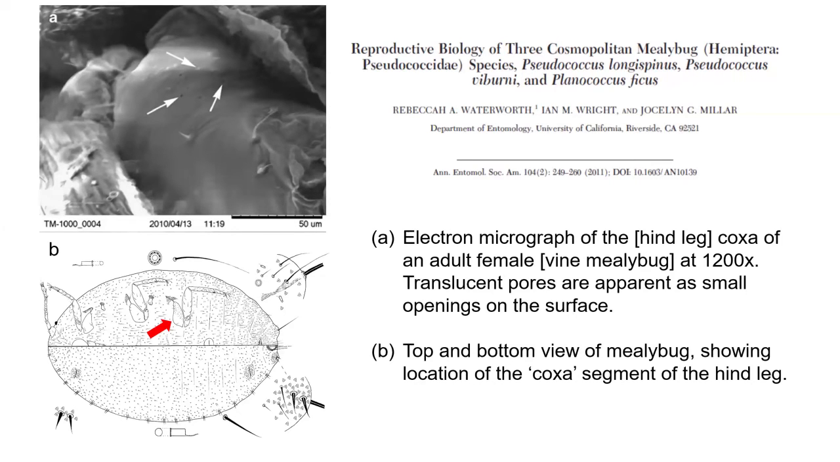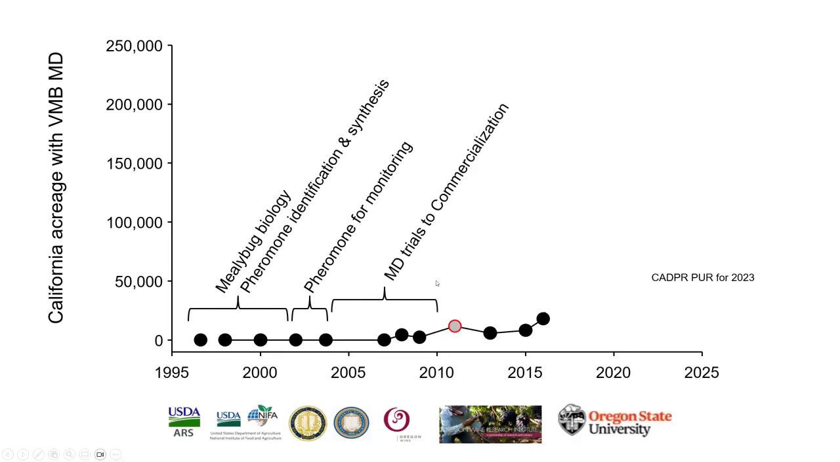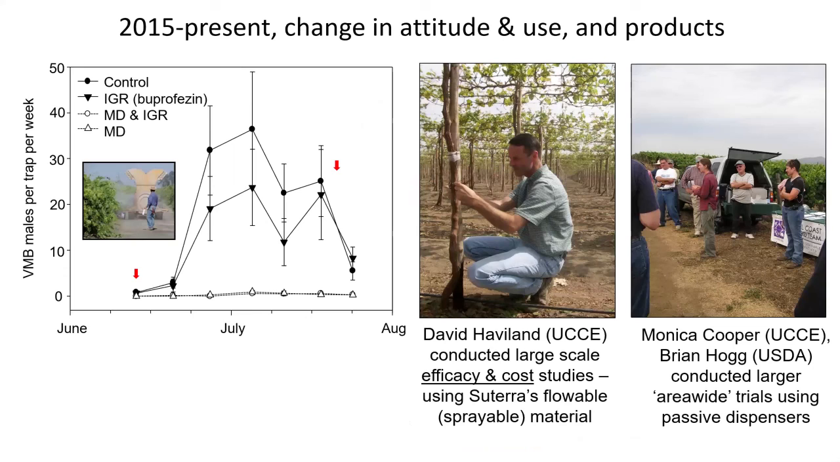So we started this program with Jocelyn just looking at developing pheromone lures, and that became commercial in the 2000s, 2002, 3. We then started doing mating disruption trials in 2003, 4, and commercialized this in 2008. And there was this period when we thought adoption was never going to take off. A number of things happened.